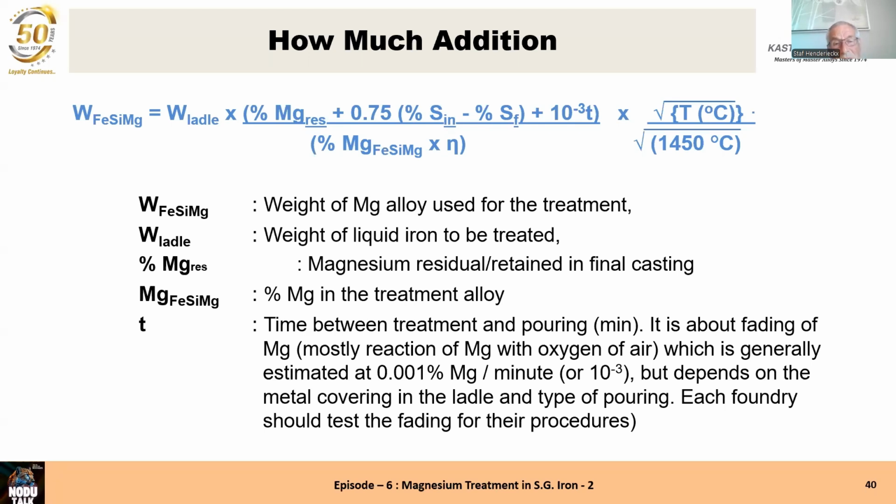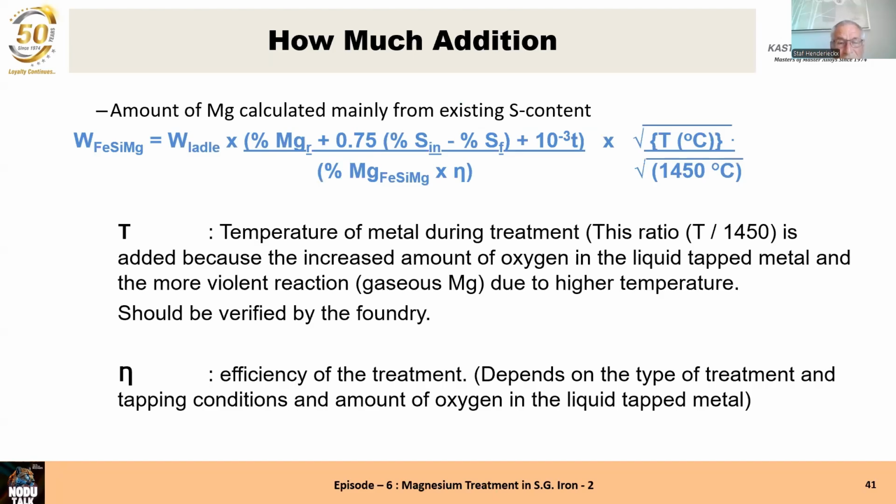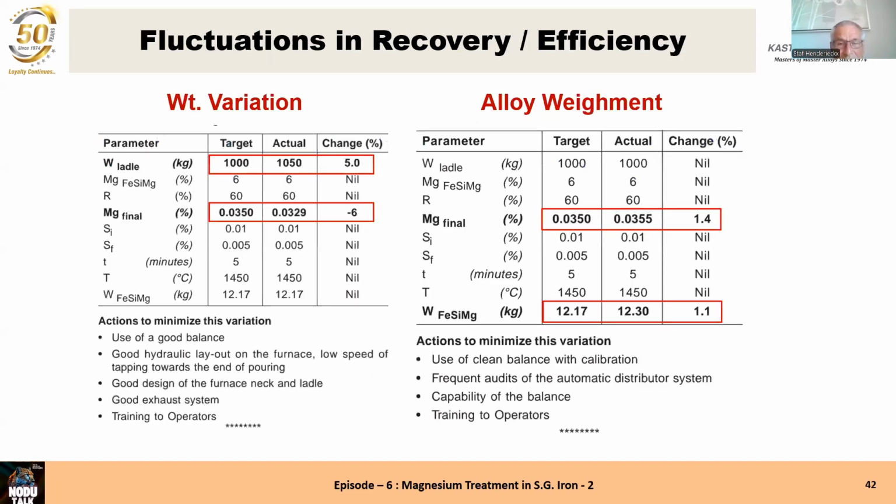It depends mainly on the residual magnesium you want to have. It depends on the final sulfur content you allow. And please, it must be minimum 0.006, otherwise you get problems with your inoculation. It depends on the percentage magnesium in your nodulizer. It depends on the efficiency, and it depends on the temperature. So again, this is the next slide, because this explains what I just said.